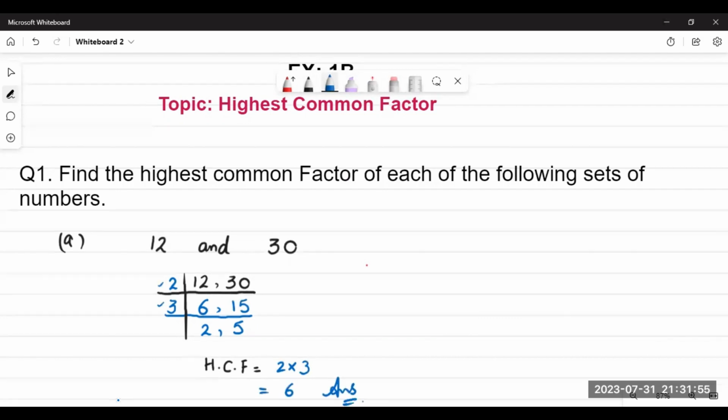Remember that whether there are two values or three values, you need to divide all the numbers by the same table. If they are divisible by the same table, you can divide them. And if the leftover values, like here 2 and 5, are not coming in the same table, I just leave my division, and only this side of the ladder you have to take and multiply. This is your highest common factor.